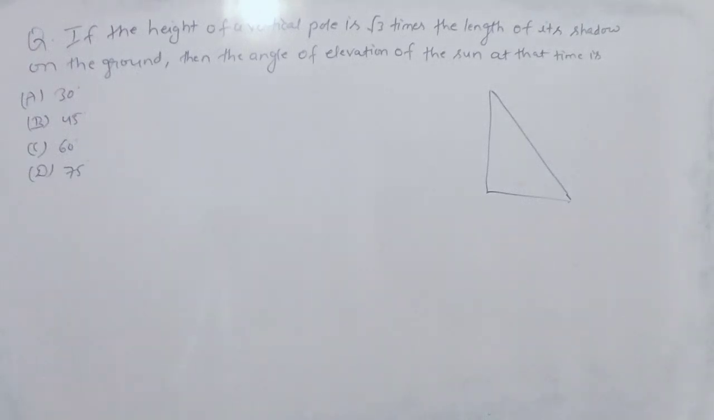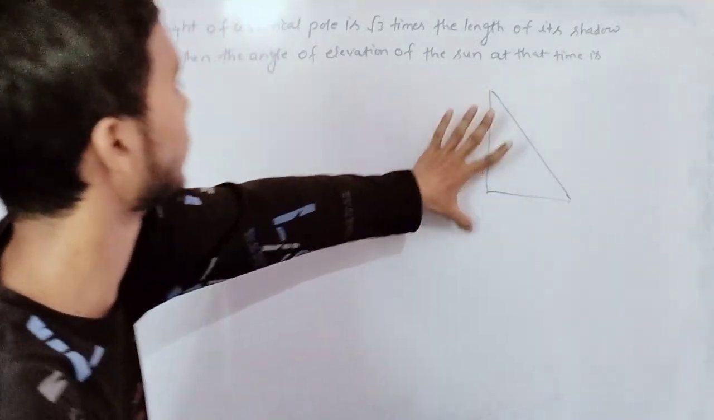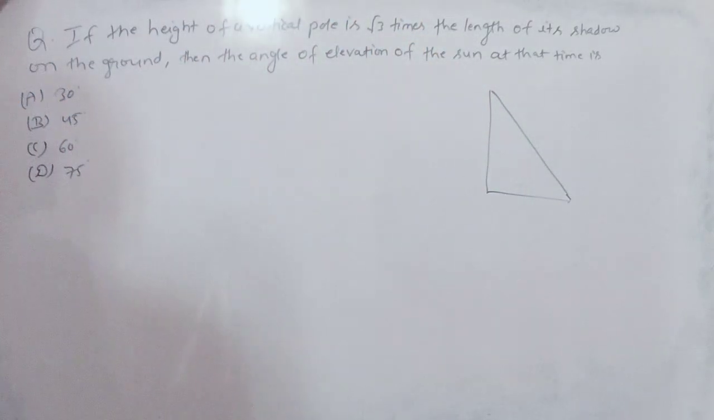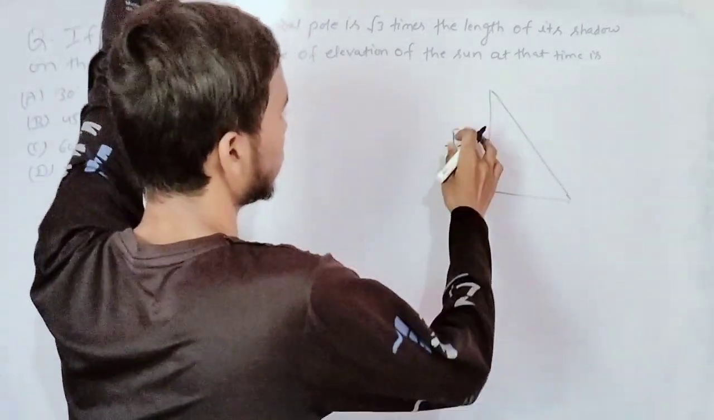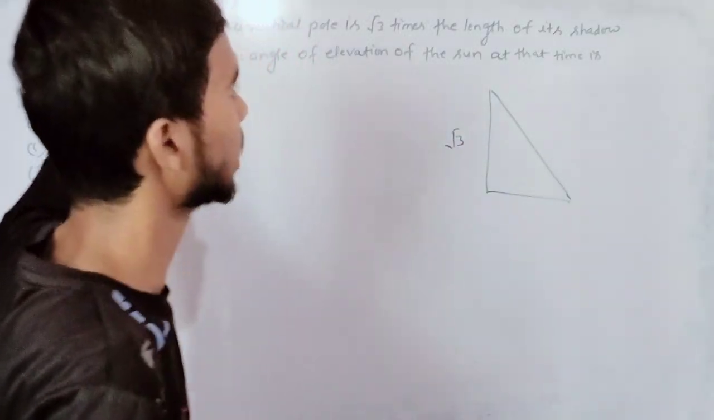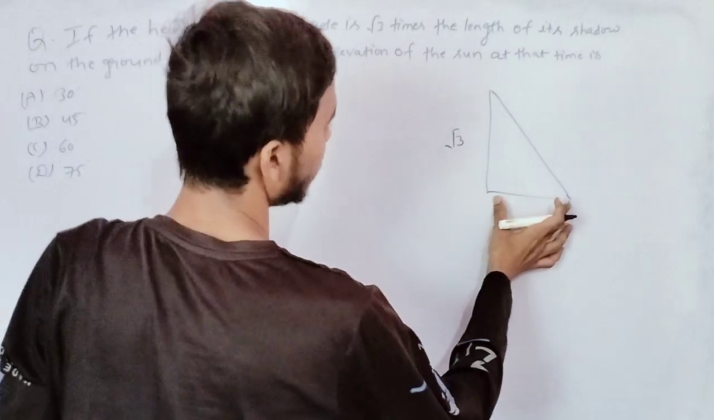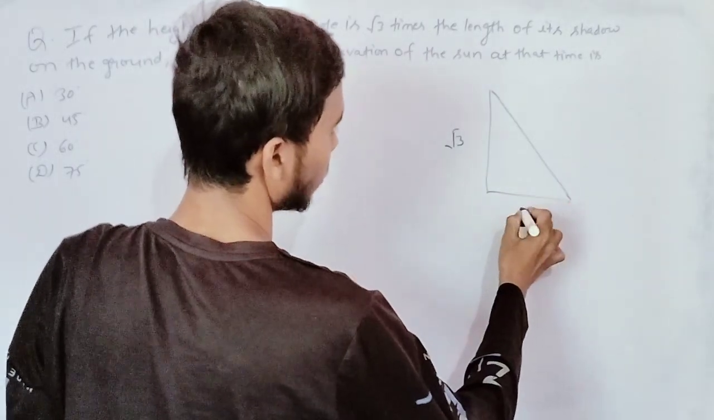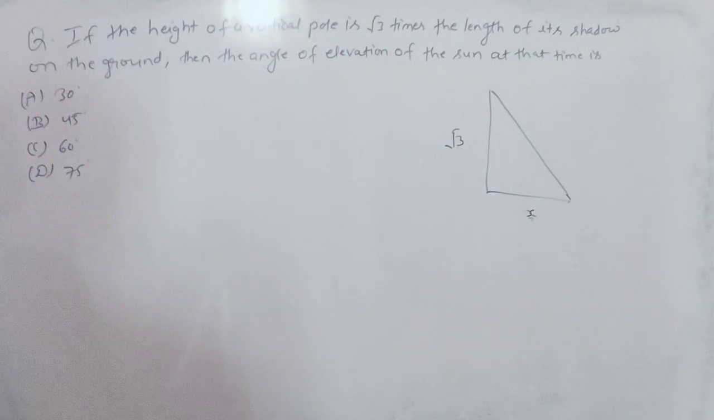Now the question is saying, the height of a vertical pole is root 3 times the length of its shadow on the ground. We don't know what the multiplier is, so let's just say the shadow on the ground is x. The height is root 3 times x, times the length of its shadow.